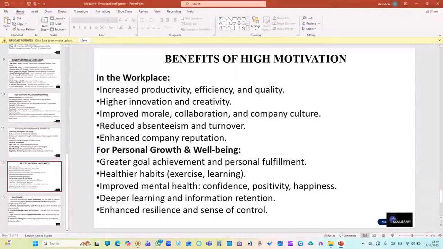Then for personal growth and well-being, it enhances greater goal achievement and personal fulfillment. It leads to healthier habits like exercise and learning. It also helps to improve mental health, confidence, positivity, happiness. It also enables deeper learning and information retention. It helps to enhance resilience and sense of control. So these are the benefits of high motivation.